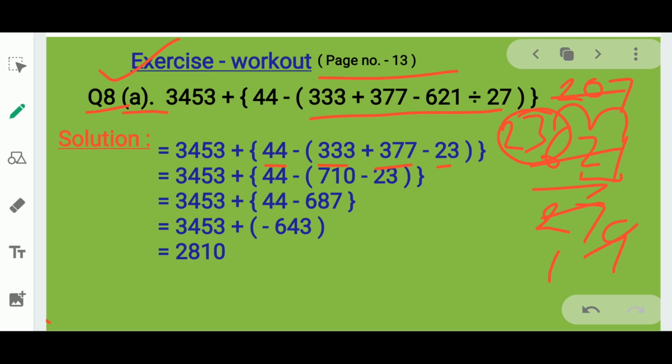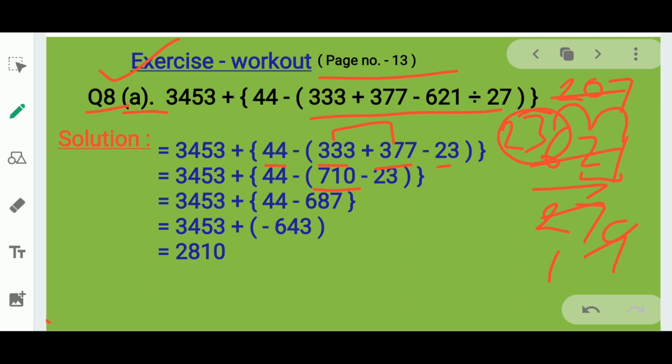Now we have 3453 plus, in curly bracket, 44. Now in the small bracket we have 333 plus 377 minus 23. One addition and one subtraction sign are present, so we have to add first, and when we add 333 plus 377, we get 710. Now we have 710 minus 23 in the small bracket, which we have to solve.